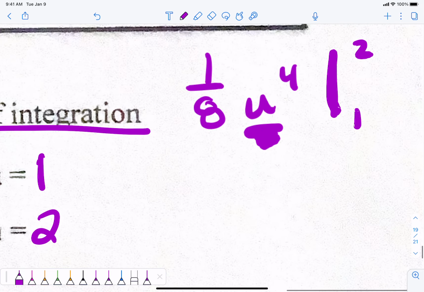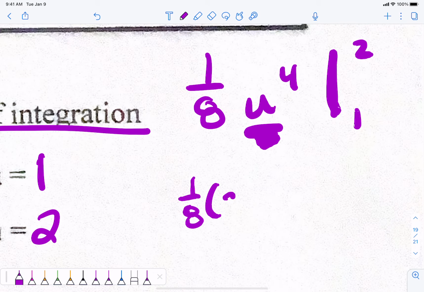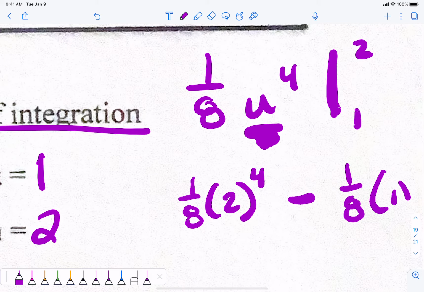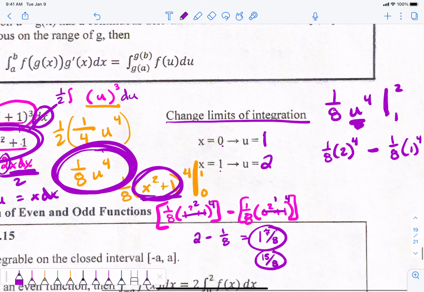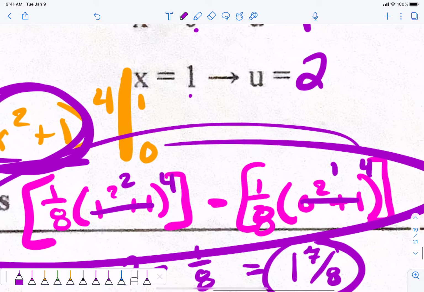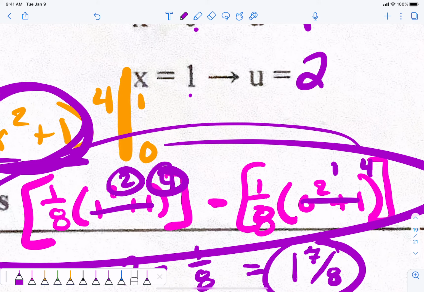So now all I have to do is 1/8 times 2 to the fourth minus 1/8 times 1 to the fourth, right? Which essentially is what we did down here, right? Didn't we get 1/8 times 2 to the fourth and 1/8 times 1 to the fourth, right?